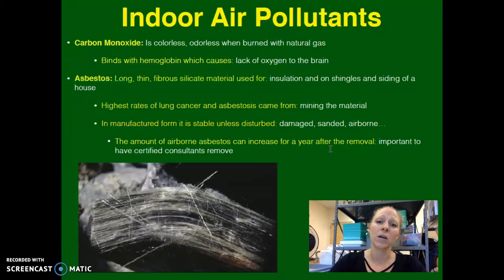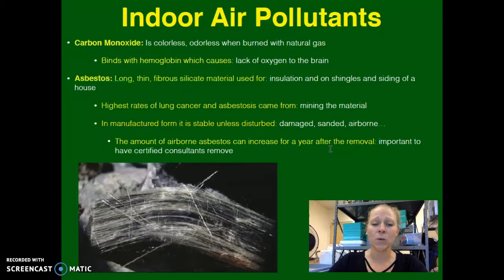One of the indoor air pollutants that we just talked about is carbon monoxide. This is a colorless, odorless pollutant gas that occurs when burning natural gas. What happens is it binds to your hemoglobin, and it binds more strongly with your hemoglobin than oxygen or carbon dioxide. And so when you breathe in, it's not going to be removed for the oxygen to take place, and so you tend to not have enough oxygen to the brain, and this can result in death.